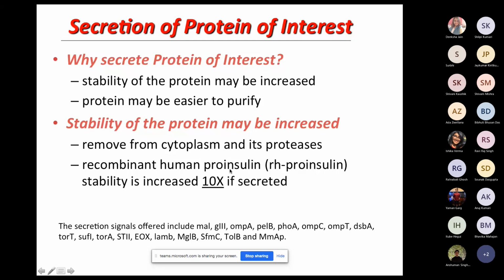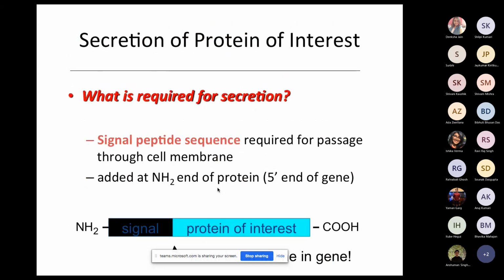One example is also given in which the stability of a particular protein to which a secretion signal was added increased 10 times. And from a commercial point of view, or even if you're working in the lab and you want a large amount of protein, this is extremely important. All the details of how you put a signal peptide in fusion with your protein of interest have already been dealt with in various lectures with respect to the assignment. So I'll just skip this.